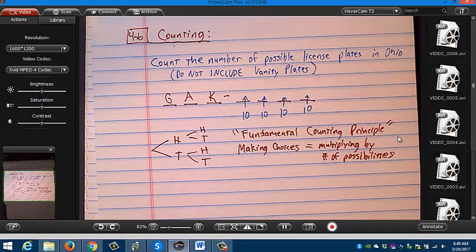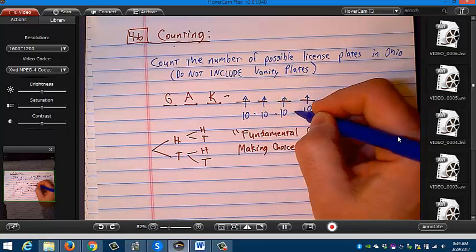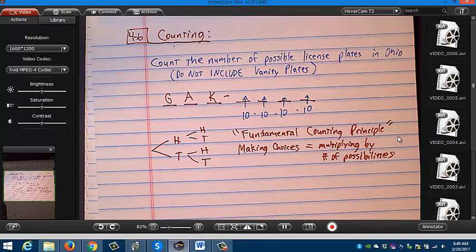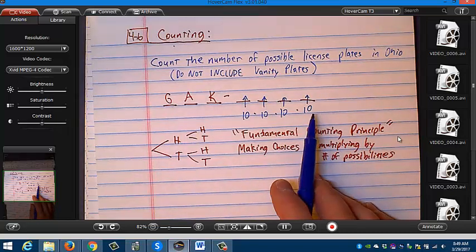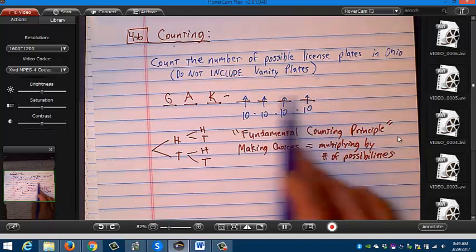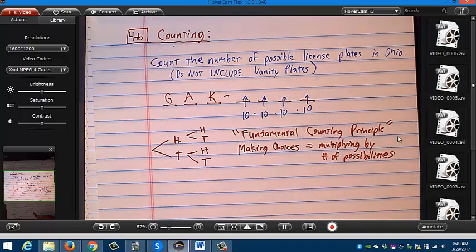right? If you multiply all those together, wasn't that the Pick 4 problem yesterday? So already, there are more license plates possible in Ohio than the number of Pick 4 numbers you could get. There's more than 10,000. Just with GAK, if you multiply this together, it's 10,000. There's 10,000 different arrangements of digits you could have after the GAK. GAK 0000, GAK 0001.